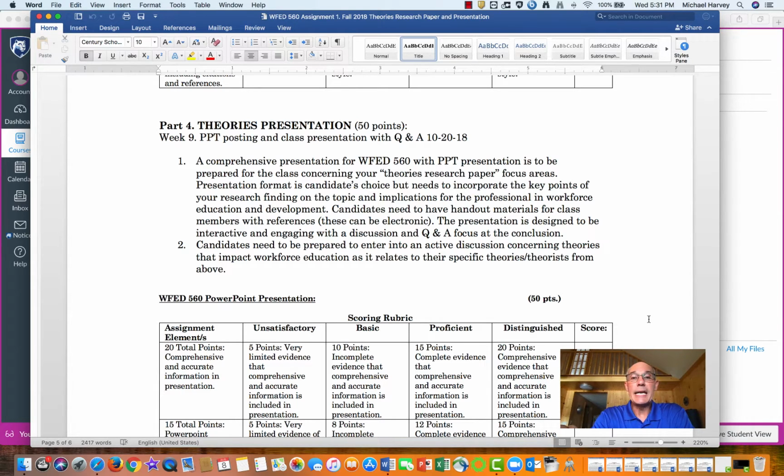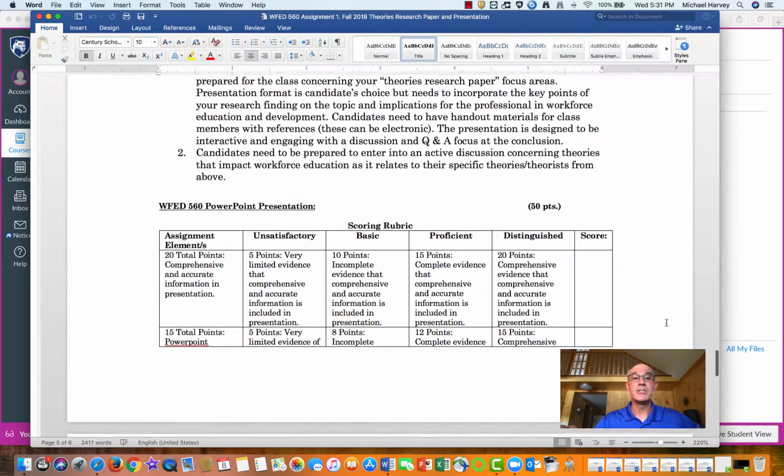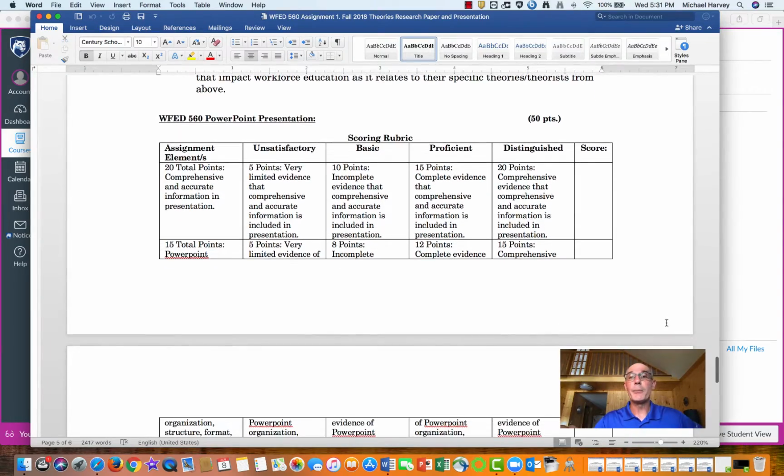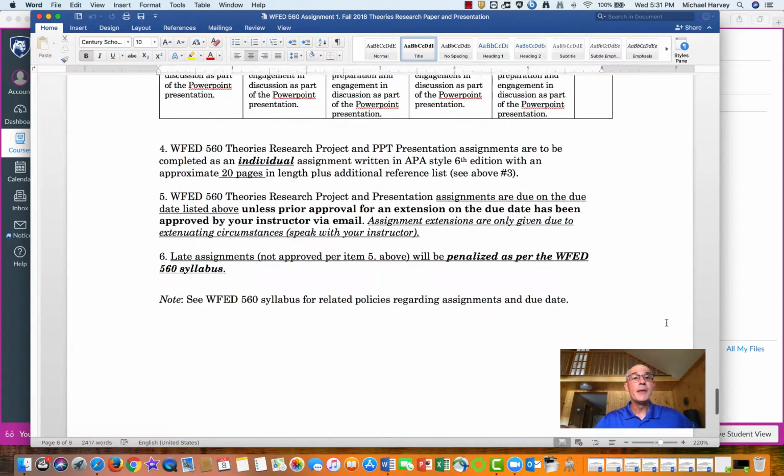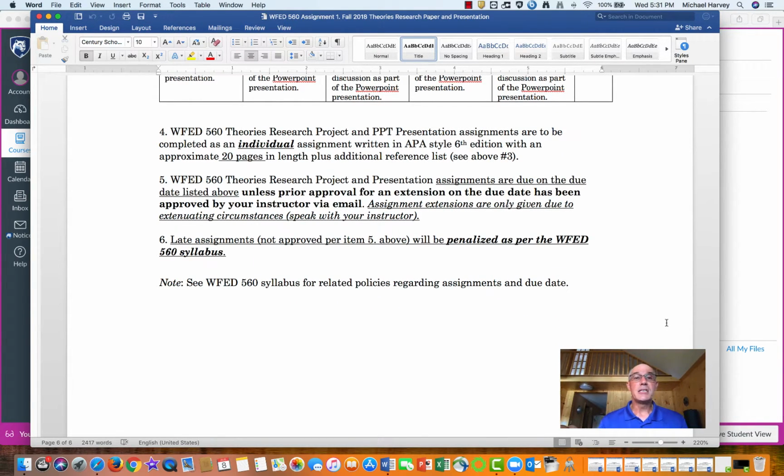Plan on an engaging and active discussion with your colleagues in class for your presentations, and then just be prepared to answer any questions that may come your way. This is the PowerPoint presentation rubric, the scoring guide that's going to be important for you to look at. The issue here is that these theory research papers and PowerPoint presentations are a comprehensive assignment. As you can see, it is research work that is associated with graduate level studies here at Penn State University in the Workforce Education and Development program.